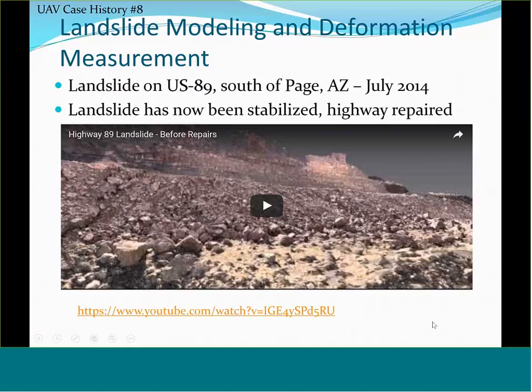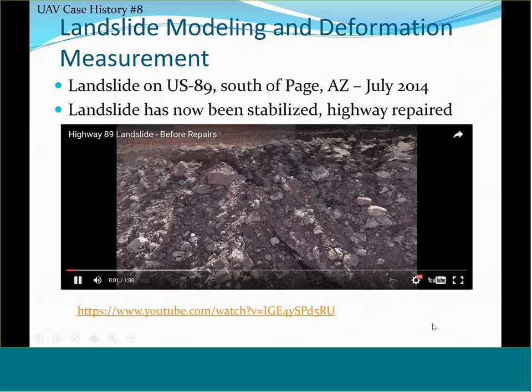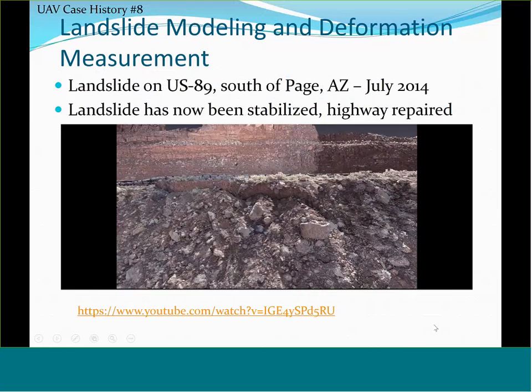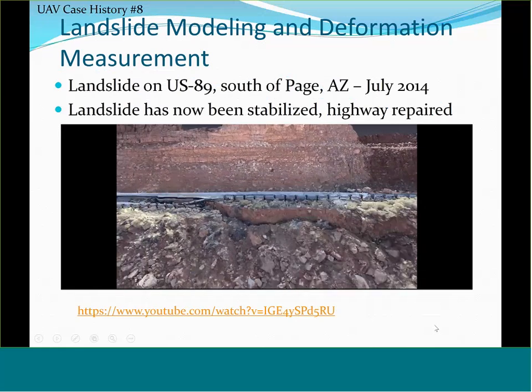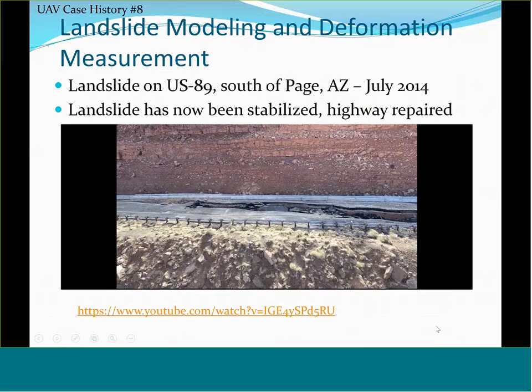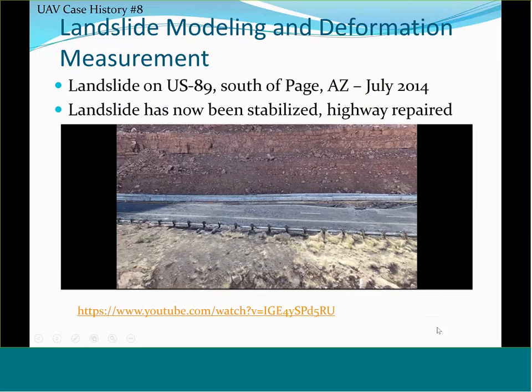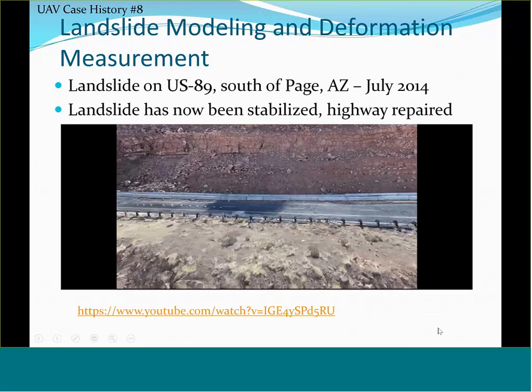The next is another landslide that occurred in Arizona, south of the city of Page in 2014, and this landslide was kind of a social media phenomenon because this is a popular route between Lake Powell and Phoenix, Arizona. This landslide cut across a well-used highway, Highway 89, and completely ruptured it. So you can imagine the highway was closed.